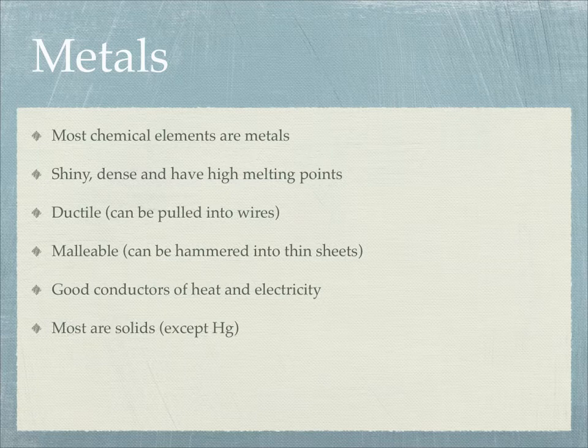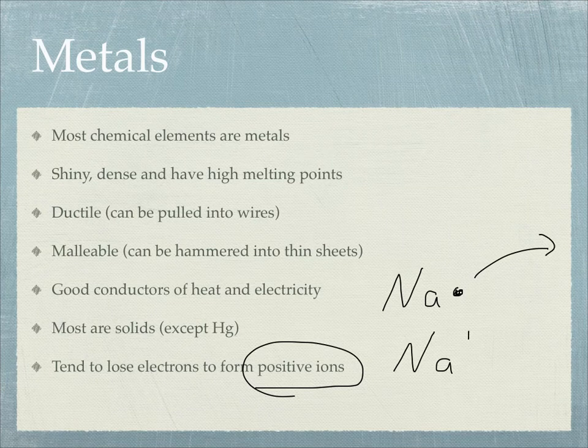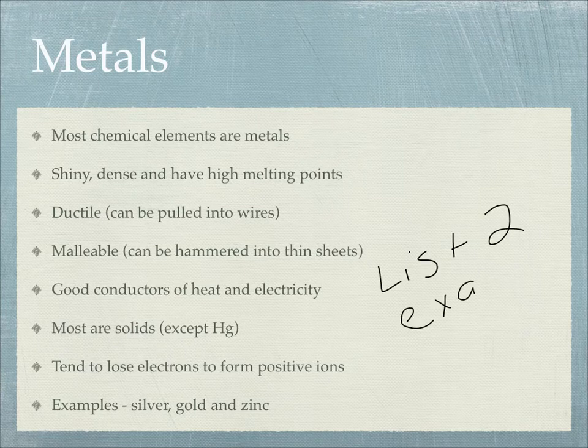Most are solids, the exception is mercury. And they tend to lose electrons to form positive ions. We'll talk about this a lot more in the next chapter, but for example, sodium has one valence electron, and it's going to lose that electron and become a positive ion. Some examples would be silver, gold, and zinc. Now, once again, would you stop the video and list 2 other examples of metals next to the slide of the metals.